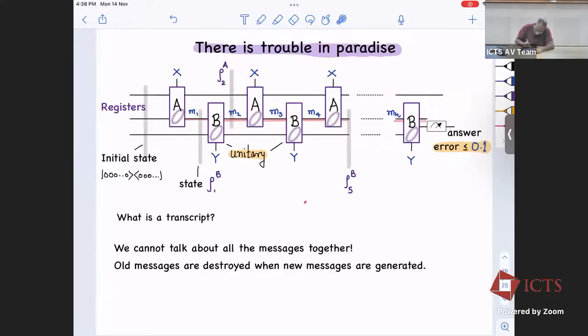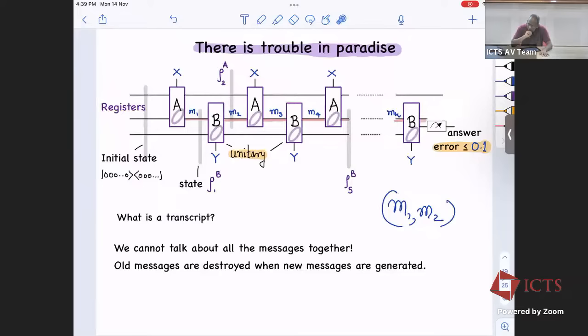It's perfectly legitimate for me to say, what is the state of M2 at this point? What is the state of M1 at this point? But if I say the state of M1, M2, the question is, at what point? One cannot talk about the state of M1, M2 at this point. I don't know how many of you are convinced, or if somebody knows a better way of saying this, but this is a fundamental difficulty when we are in the quantum setting.